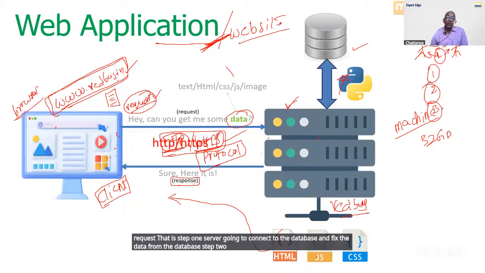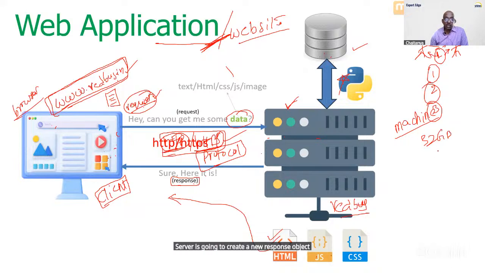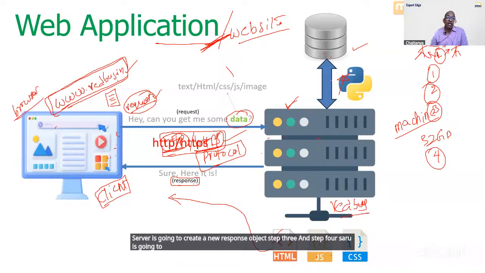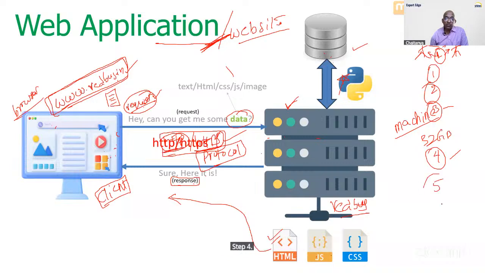Server is going to create a new response object. Step three. And step four. Server is going to place or store all the collected information from the database in the newly created response object. Step four. And server sends that response object to the client.